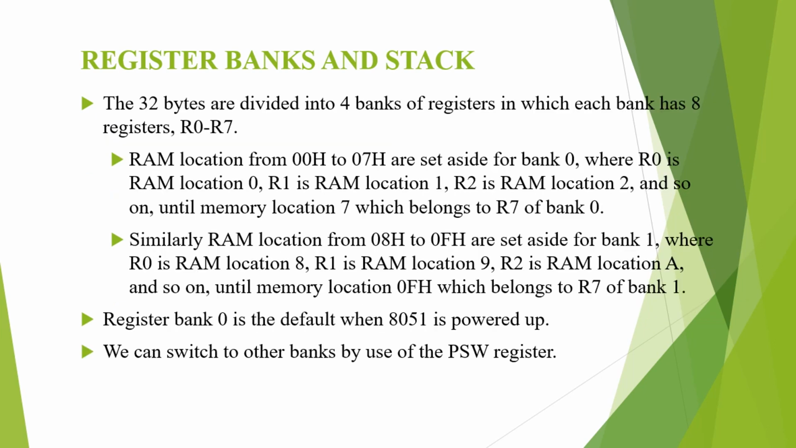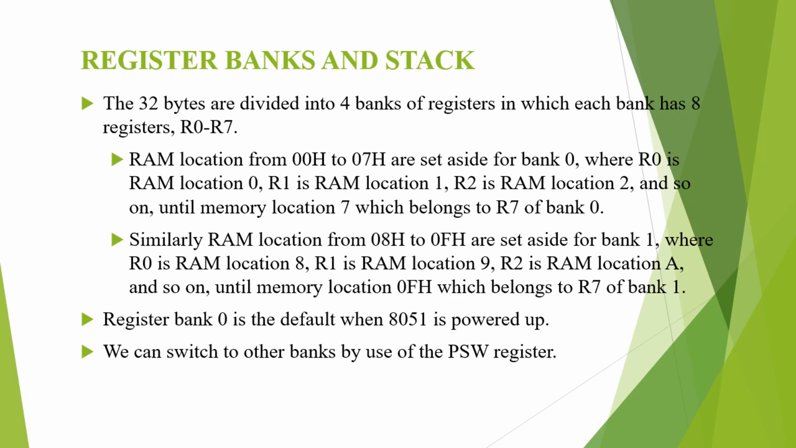The 32 bytes are divided into 4 banks of registers. In each bank there are 8 registers named R0 to R7. So RAM location from 00H to 07H is set aside for bank 0, where R0 of bank 0 is RAM location 0 and R1 is in RAM location 01, R2 in RAM location 02 and so on until memory location 07 belongs to R7 of bank 0.